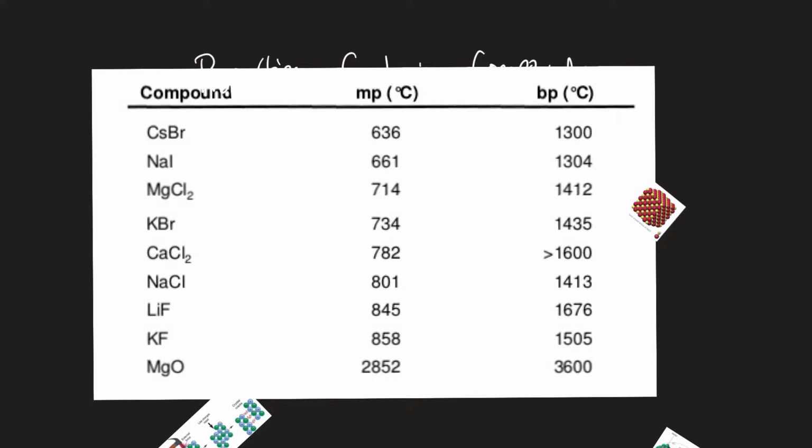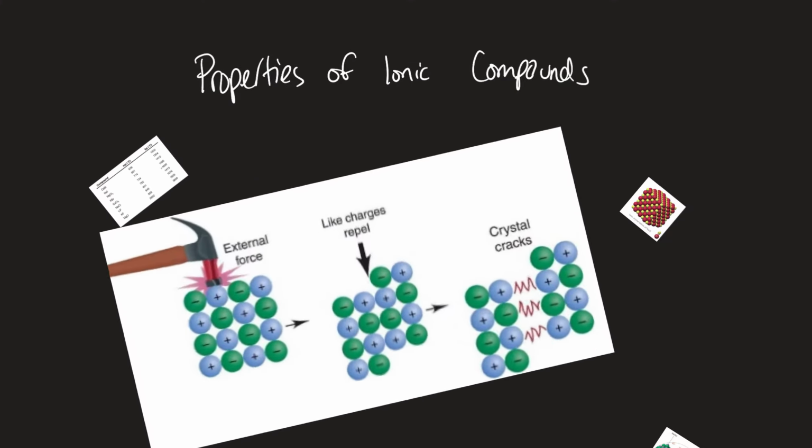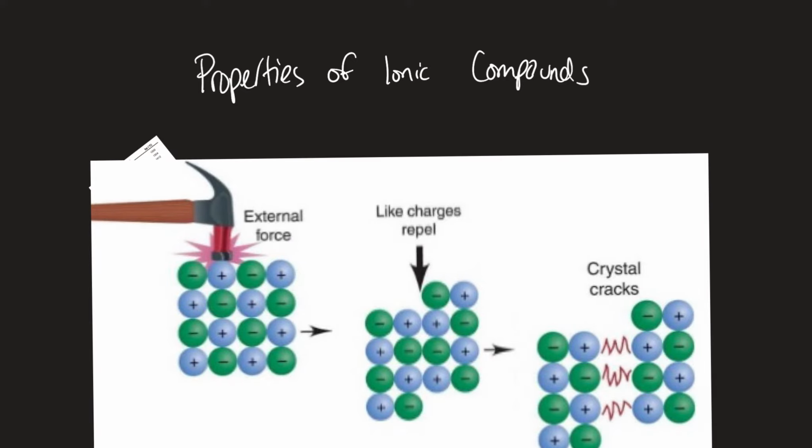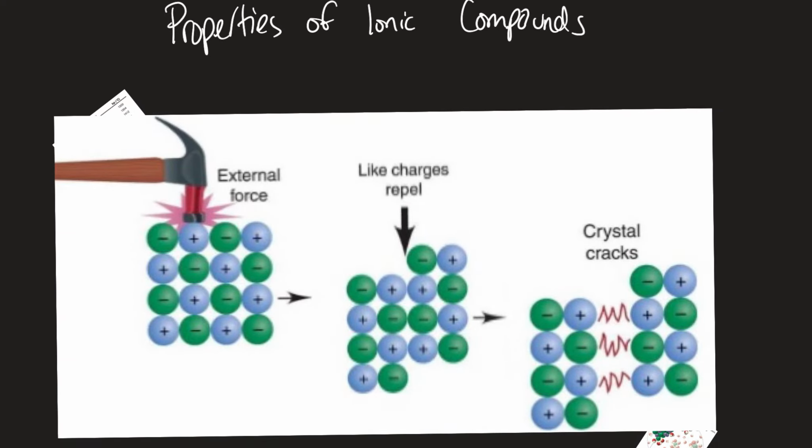You have magnesium oxide, which is one of the highest, period, where its melting point is 2852 degrees Celsius, and its boiling point is about 3600 degrees Celsius. So you have to get it pretty hot in order for it to boil away. That's just due to the fact that the attraction between each of these ions is very strong. Because of this, ionic compounds are very brittle.